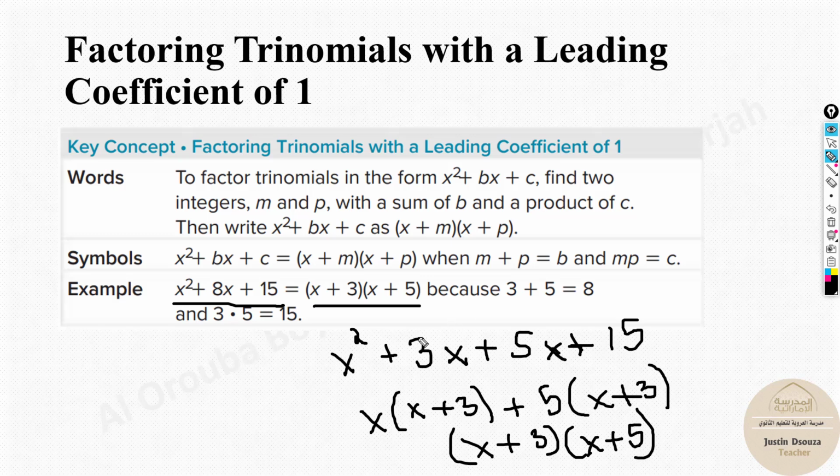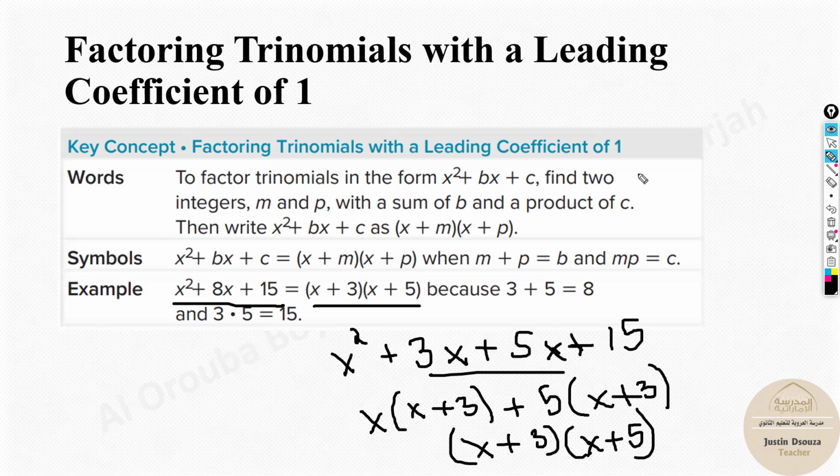But how would you know this is 3x plus 5x? It's not easy. I can't just write it. I can even write 2 and 6, but then I wouldn't be able to solve it. I can't write 4 and 2, or 4 and 4. I need to specifically write 3 and 5. Now, how would you know it's 3 and 5?